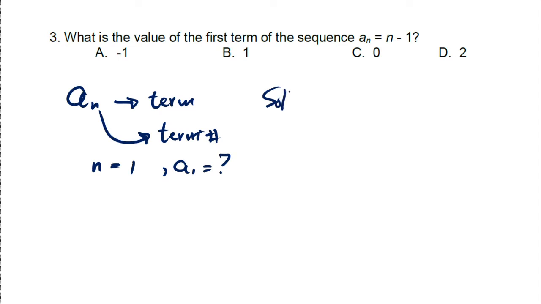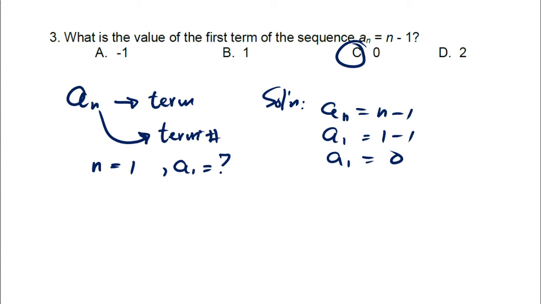Here is the solution. Let's write the problem first. A sub n equals n minus 1. Substitute the value of n, which is 1. A sub 1 is equal to 1 minus 1. And we got a sub 1 is equal to 0. So the answer for this is letter C.